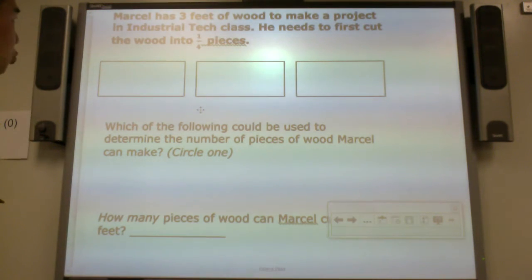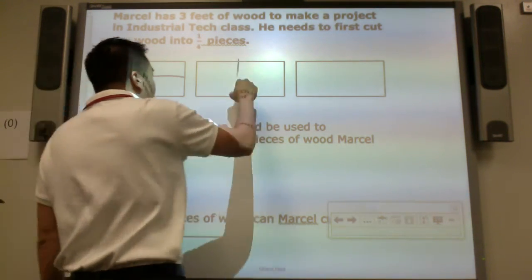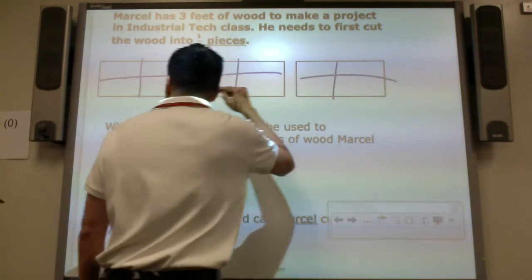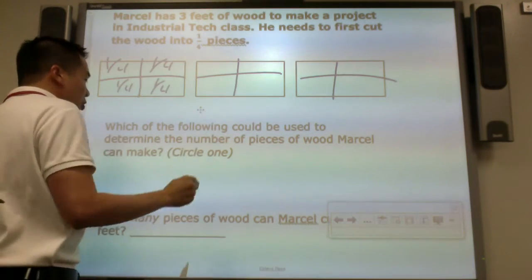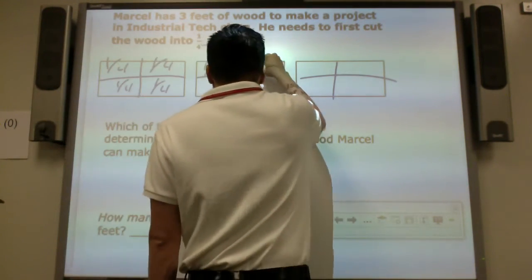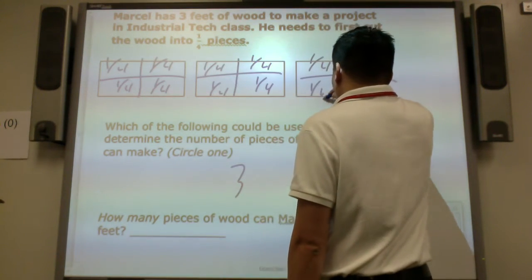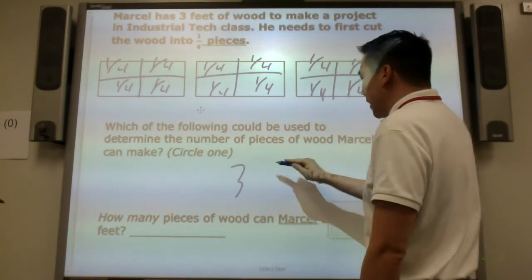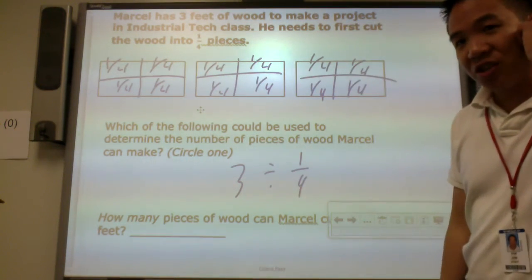Marcel has 3 feet of wood to make a project in industrial tech class. He needs to first cut the wood into 1/4 pieces. Which of the following could be used to determine the number of pieces of wood Marcel can make? So he started with 3 feet of lumber. He's dividing it into fourths. So that's how you write it as a division expression.